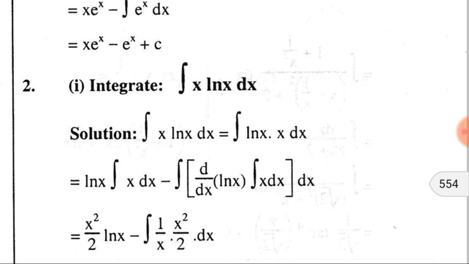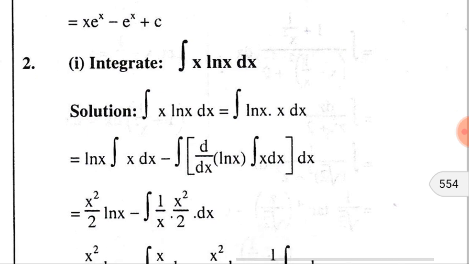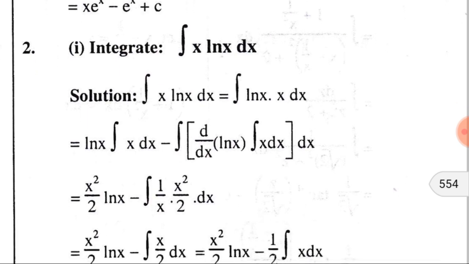Dear audience, here is the second problem: integration x ln x dx. Here we found that there are two functions. One of them is x and another is ln of x. Between these two functions, we don't know the integration of ln of x dx. That is why we take ln x as the first function u and x as the second function v.